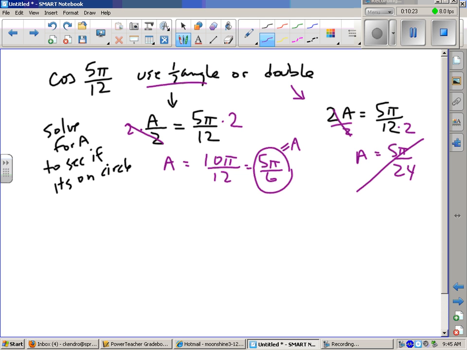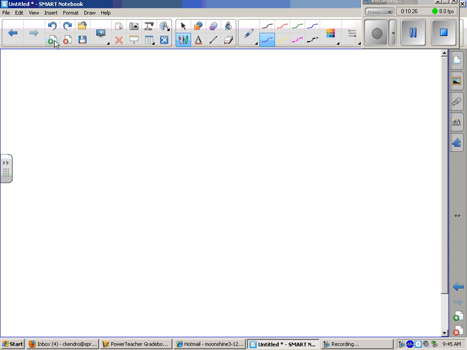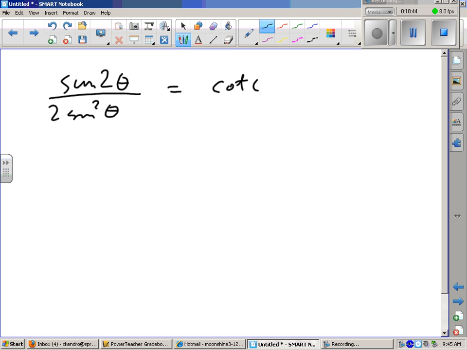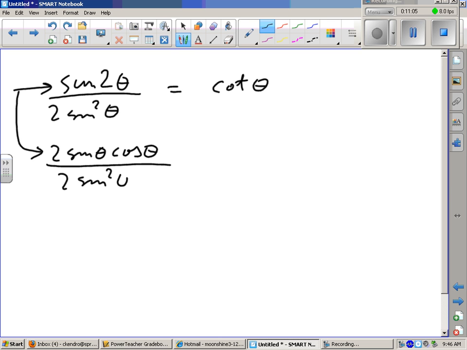All right, so we also have some kind of trig proofs that you're going to need to know how to do. And let's do one starting off with using the formulas that we've learned. Sine of 2 theta over 2 sine squared theta. I want to prove that reduces down to cotangent of theta. Now you have to look at these and decide what formulas you have. This looks like a double angle formula. Sine of 2 theta has another form. It's 2 sine theta cosine theta. That's its other form.